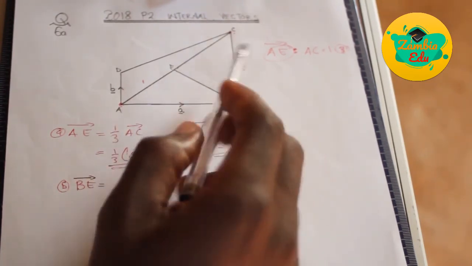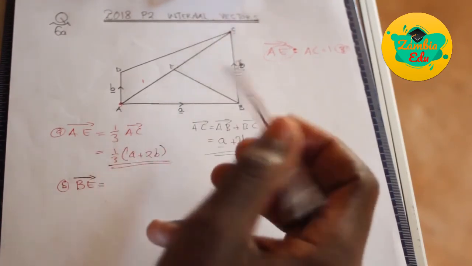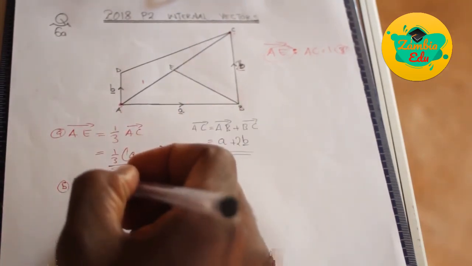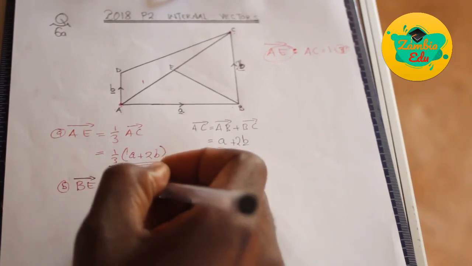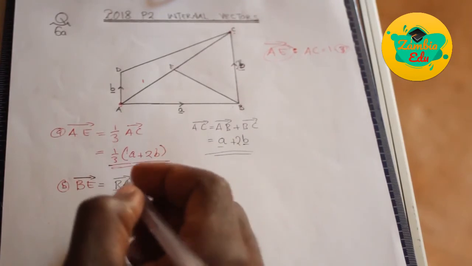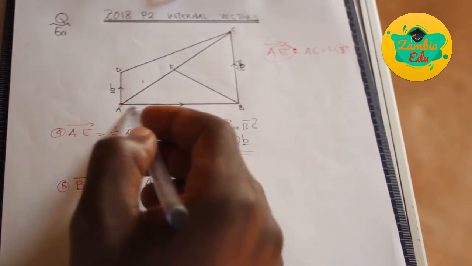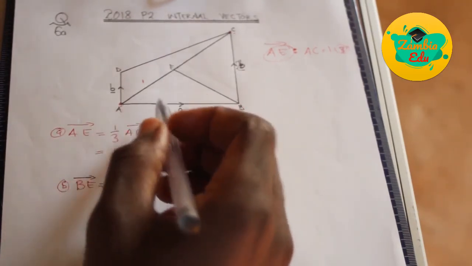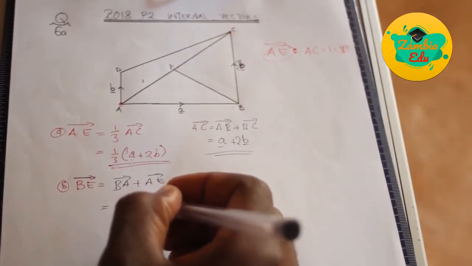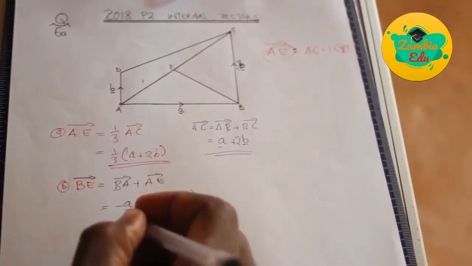We can use B to C, of which we have 2B, but C to E we don't know the value. Therefore we can use what we already know, B to A, then A to E. So we can say B to A plus A to E, which will be equal to, what is BA? BA is negative A, opposing the direction of the arrow, plus AE. AE is literally what we are from finding there, which is plus 1/3 open bracket A plus 2B.